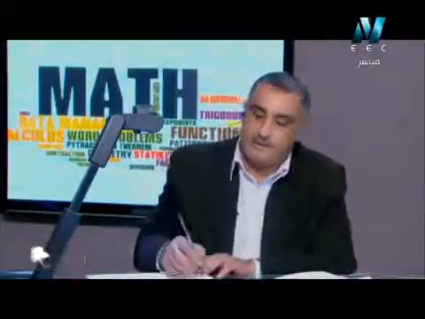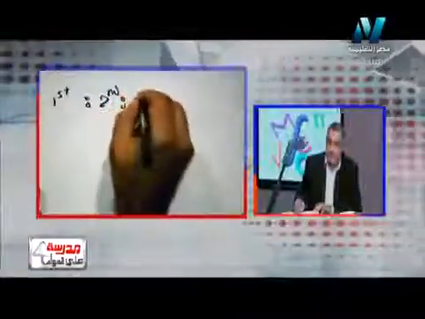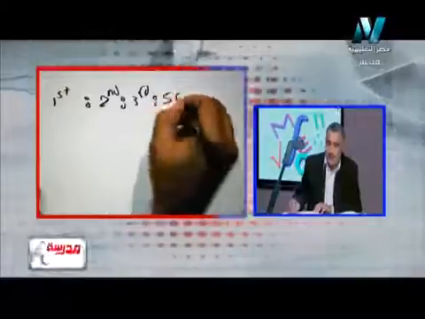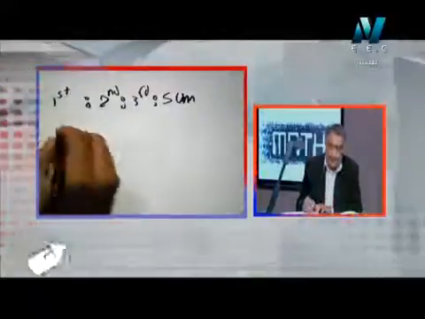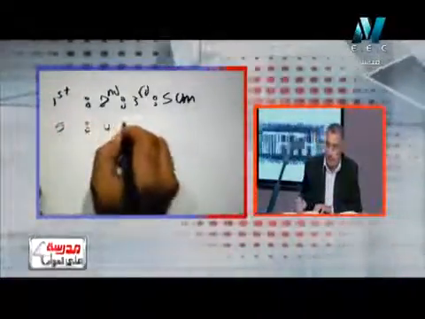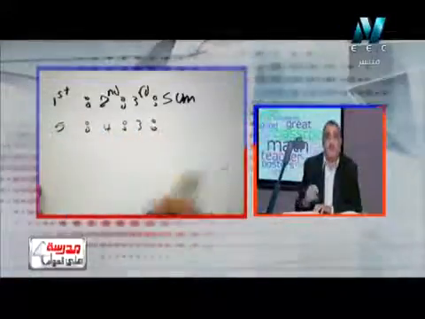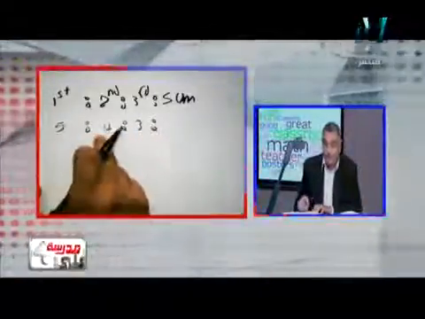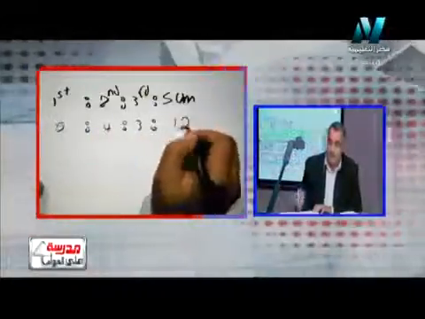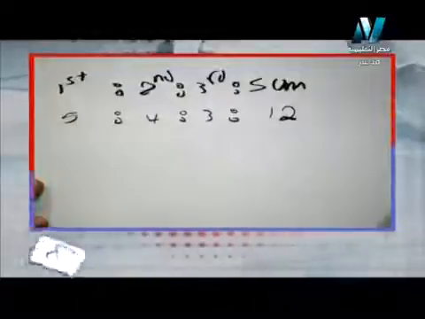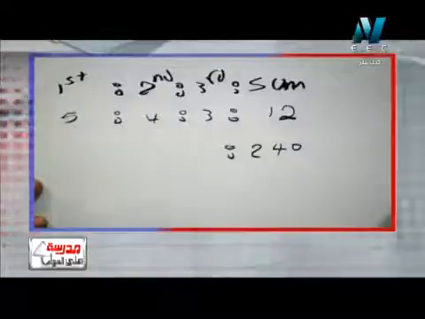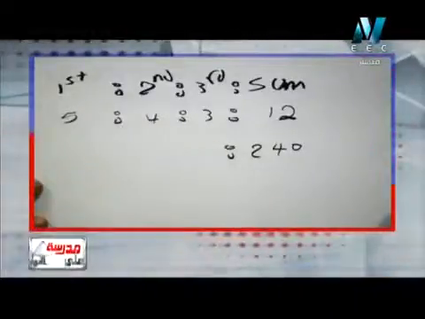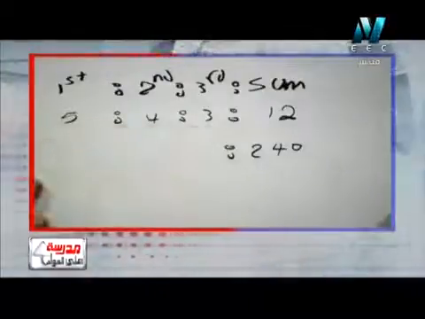Together: first two, second two, third two, what? The sum. Why the sum? Because I have the total number of pupils. What was the ratio between them? 5 to 4 to 3. We have to sum the numbers: 5 plus 4 is 9, plus 3 equals 12, the sum of the ratios. What is the real sum? 240. So it is easy now to get the number of pupils in the first grade, the second grade, and the third grade.